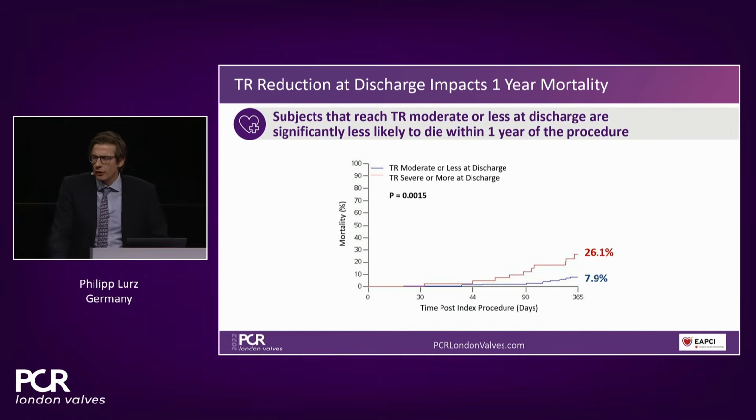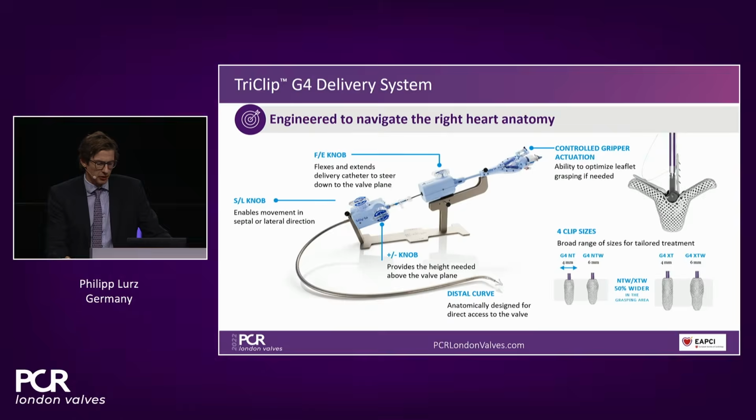What are we aiming for? Here you can see 2 Kaplan-Meier curves comparing patients who ended up with severe TR as compared to those with moderate or less, and you see obviously moderate or less, much better outcome. So that should be the treatment goal in 2022 when treating TR: moderate or less.